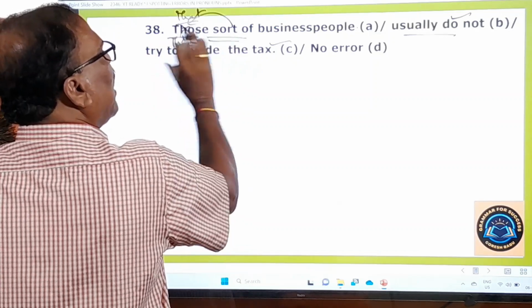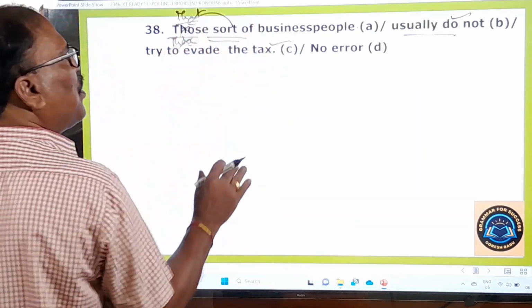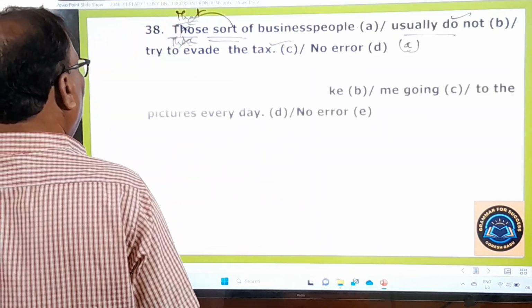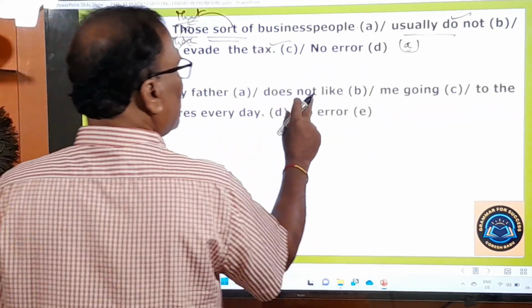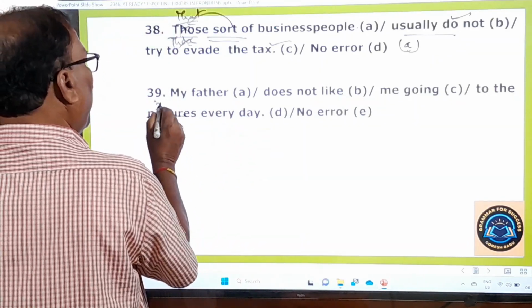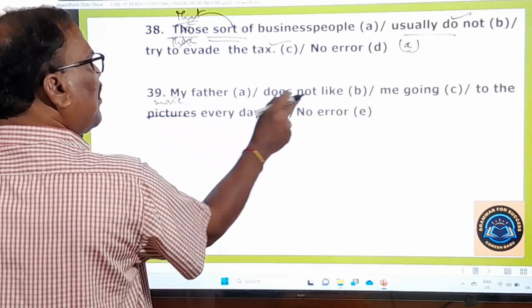But you are not to correct this part. You only have to show that this part has a grammatical error. And go to the next one, 39th one. My father does not like me going to the pictures every day. Pictures means movie. Okay, you know that, right? My father does not like me.